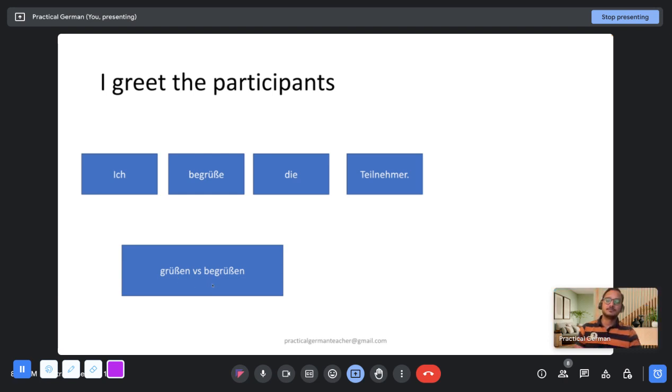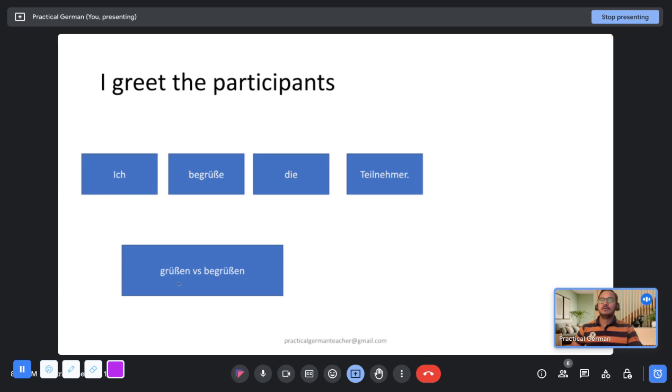So the difference is the same as in danken and bedanken? No, that is something else. You can compare, but not exactly. Sich bedanken is a reflexive verb, so you have to use sich. You cannot just say bedanken. You have to say ich bedanke mich bei dir.